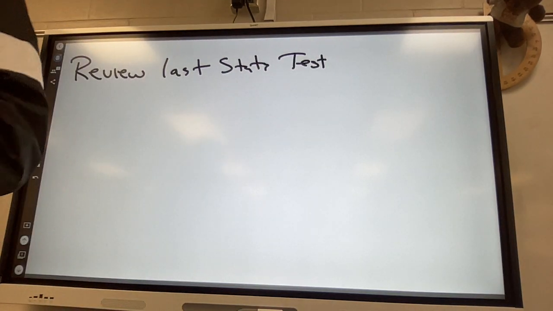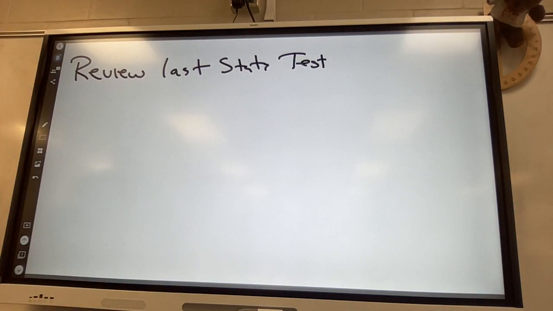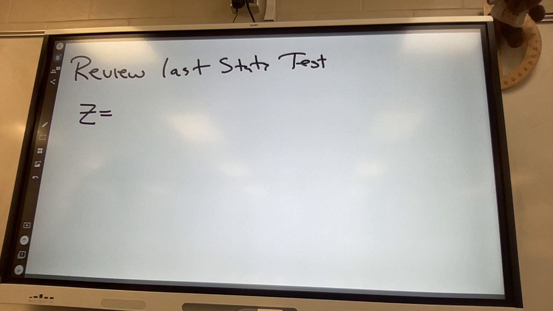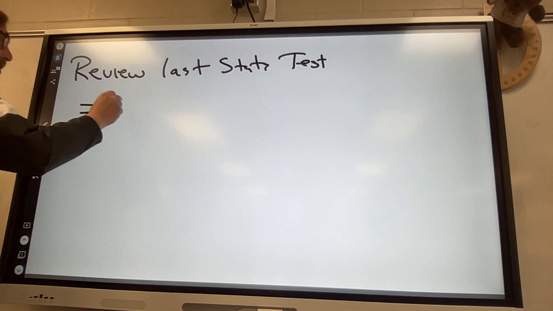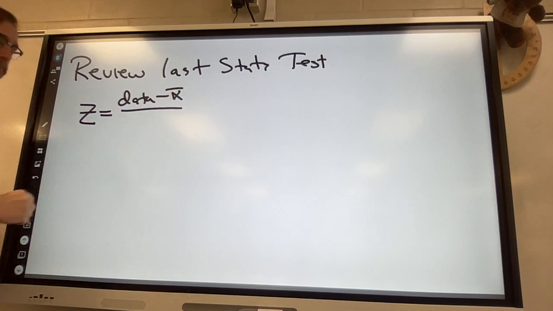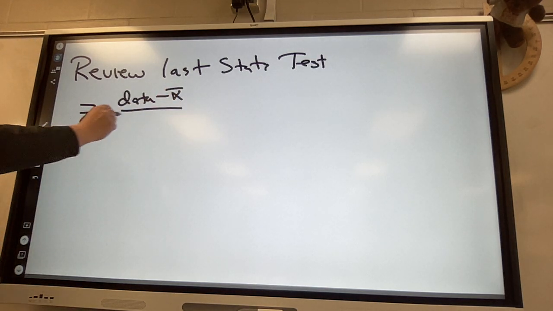All right. The first questions are about z-scores. You will need a z-score sheet if you don't have one in front of you. There's one sitting on my desk. I'm not going to do the exact problem that is here. I'll do another one, but the z-score equals data minus x bar over standard deviation.